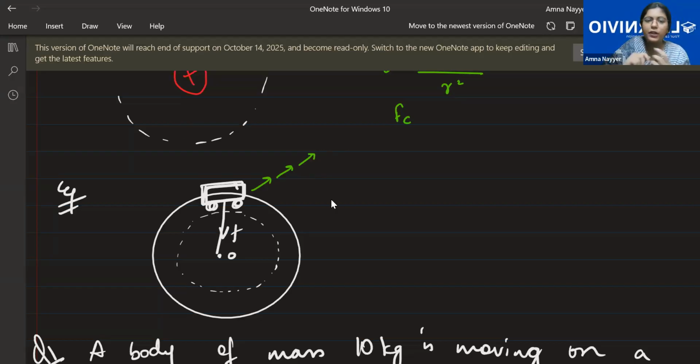When you resolve the components of all the forces, you will see that if the car has the tendency to slip outside, the friction force will have the tendency to come inside, because friction force acts opposite to the motion. So in this case, the frictional force, which is mu N, will provide the necessary centripetal force, because the frictional force will be acting along the radius and towards the center. So do you get it?